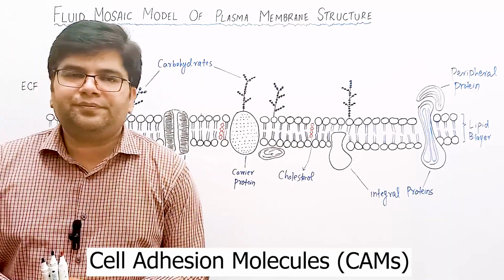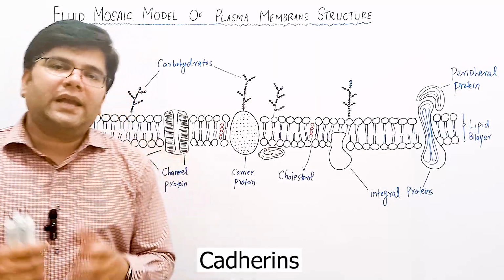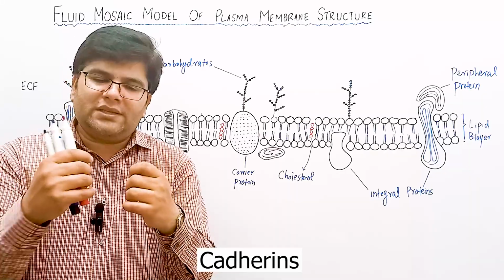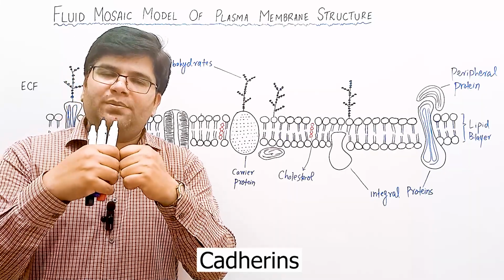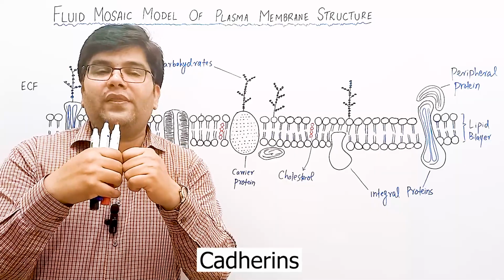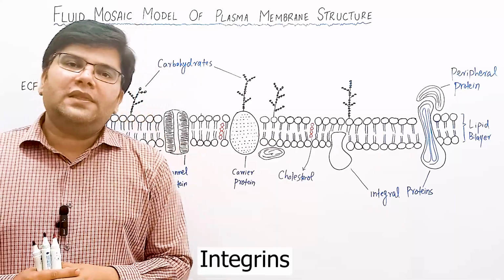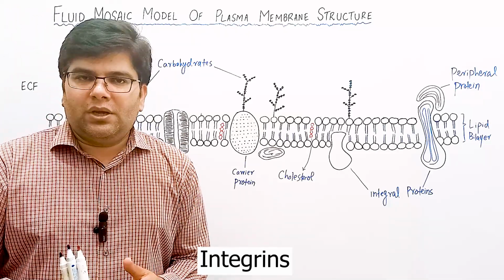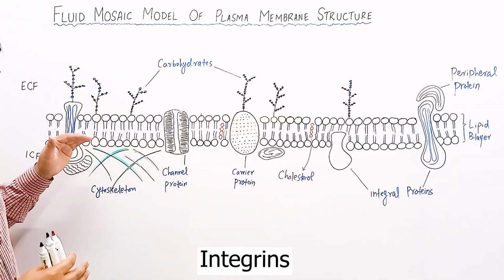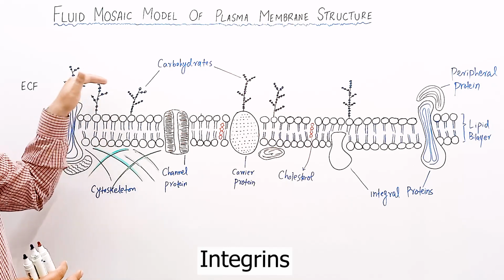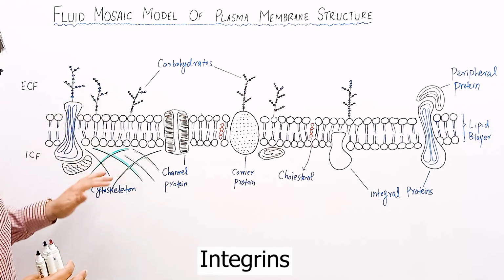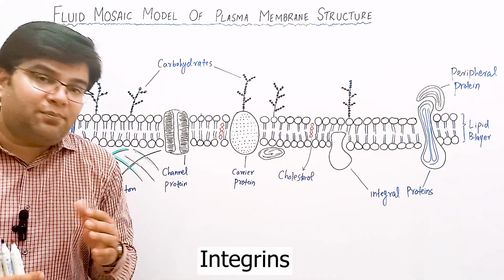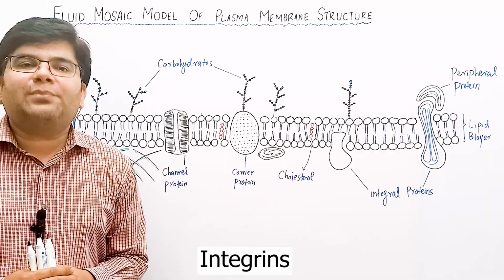One type of CAM is cadherin, which is present on the surface of the cell, and they attach one cell with the other cell just like a zipper, and in this way they hold cells together to make tissues. Another type of CAM, or cell adhesion molecules, are integrins, which attach the cell membrane with the extracellular matrix, and also internally with the cytoskeleton. In this way, they provide a mechanical link and they are important for providing shape to the cell.